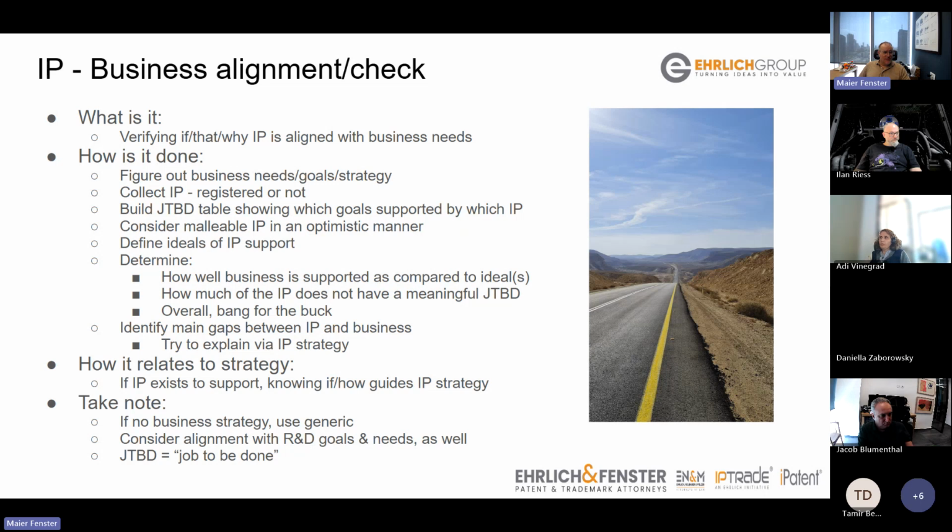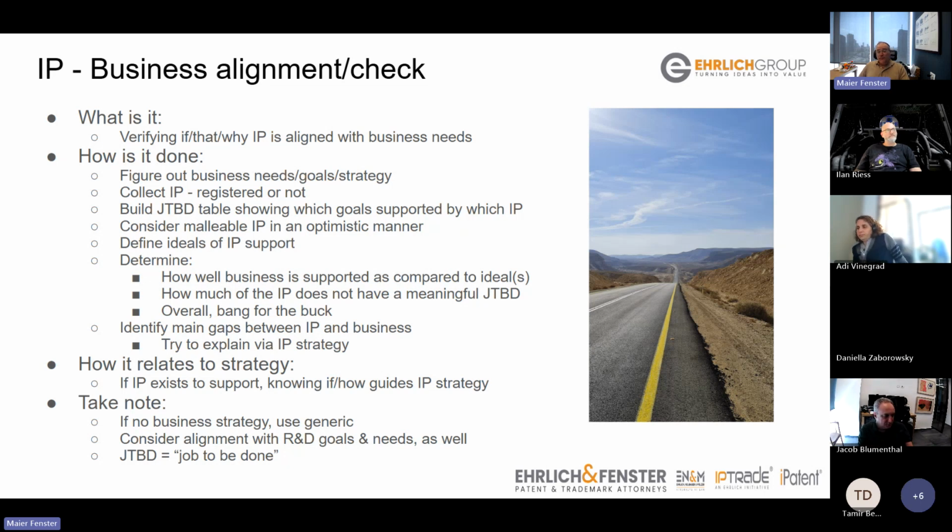And you can be optimistic. If you have a patent application, you can assume that you're going to do the right thing. And one more step, which would be nice, is to figure out what is your ideal for what kind of support you're expecting from the IP.